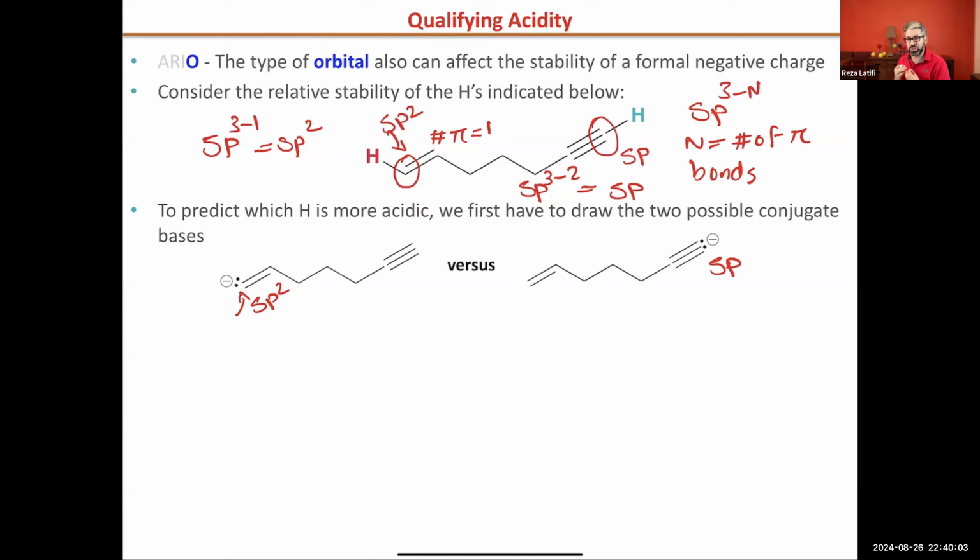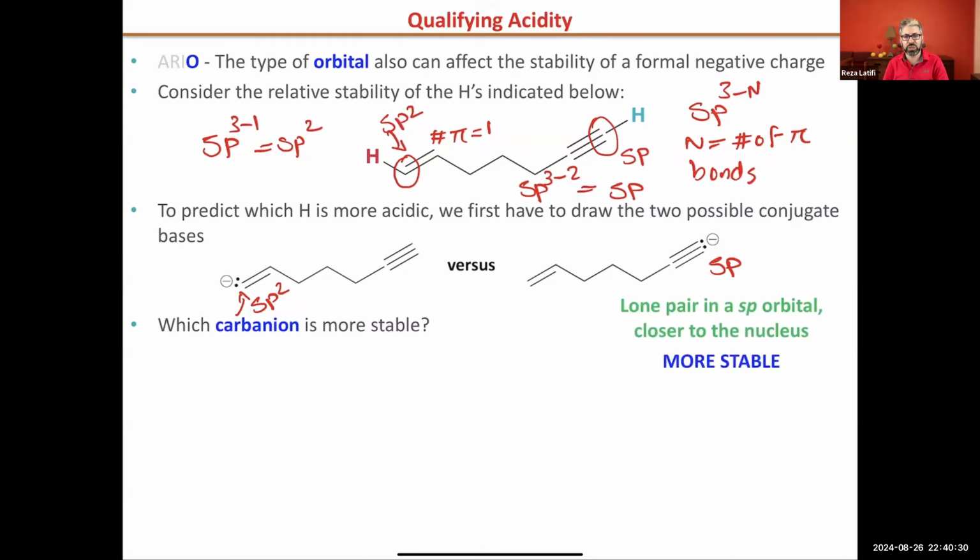If they get close to the nucleus, you will have more attraction force between the protons and the electrons. So the higher s character you are dealing with, the closer those two electrons will be to the nucleus. And if they are closer, the system will be stable. More stable means less reactive, okay? So sp is more stable, which means less reactive.